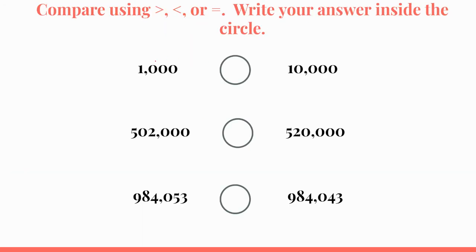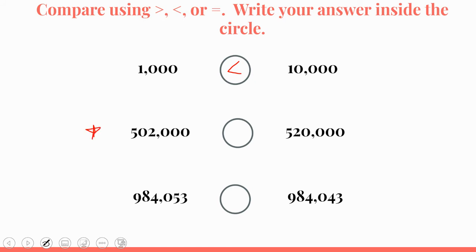All right, let's go to this last slide here. Oh, there's one more after that. But let's go to this one. So you're going to compare and write your answer in the circle. When you are on this slide, you can click there and you can type the appropriate symbol. So go ahead and do this first one first. All right, so 1,000 and 10,000. Well, I know that 1,000 is less than 10,000. Go ahead and try this next one right here.